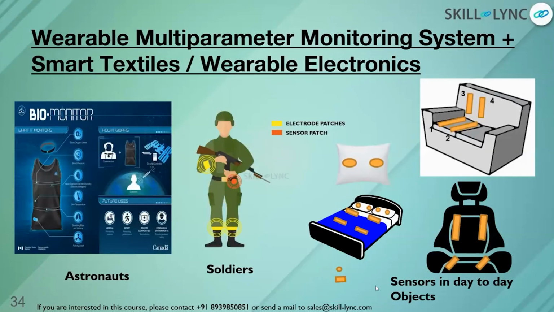So generally, a wearable device will be monitoring the parameters. As I told you, depending upon whom you're going to give that device, you have to monitor. The first is for astronauts. Correct. So generally, these sensors will be put inside a cloth, and it will be called smart textiles, because it is holding some electronics and doing some activity. Smart textiles can sense, react, and adapt to the conditions around them.